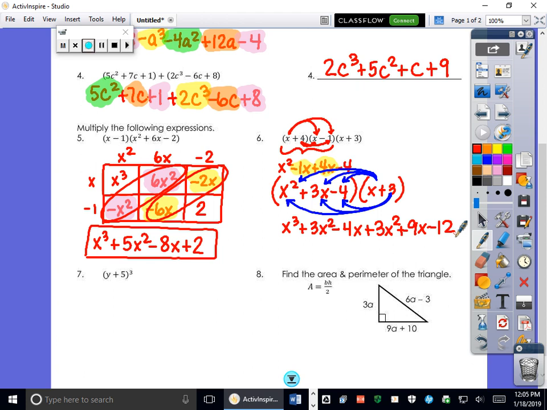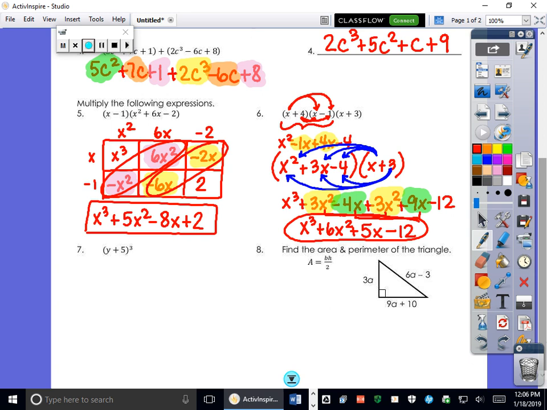Now that I have all my terms, I'm going to combine the like ones, just like I did up at the top. I don't have anything that goes with x cubed. I have those 2 that go together for the squareds, and these 2 that go together for the x's. So I'm going to put them in order with the biggest one first. So x cubed, then 3x squared plus 3x squared, these 2 right here, becomes 6x squared, and then negative 4x and positive 9x is positive 5x, and then minus 12. And so that would be my final answer.